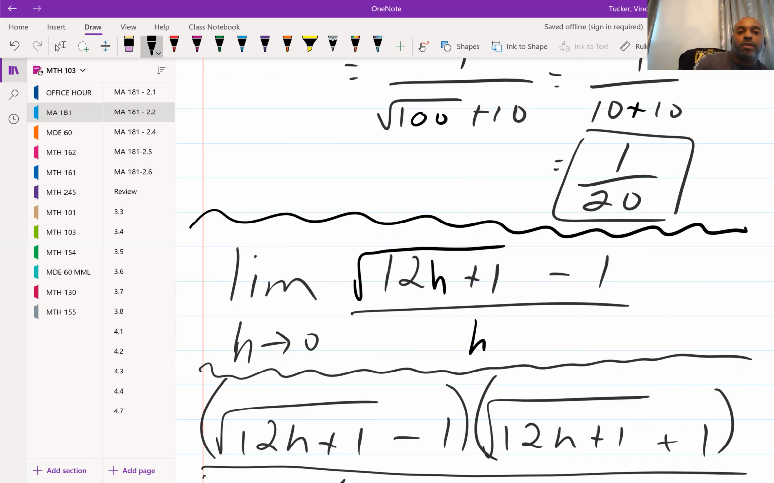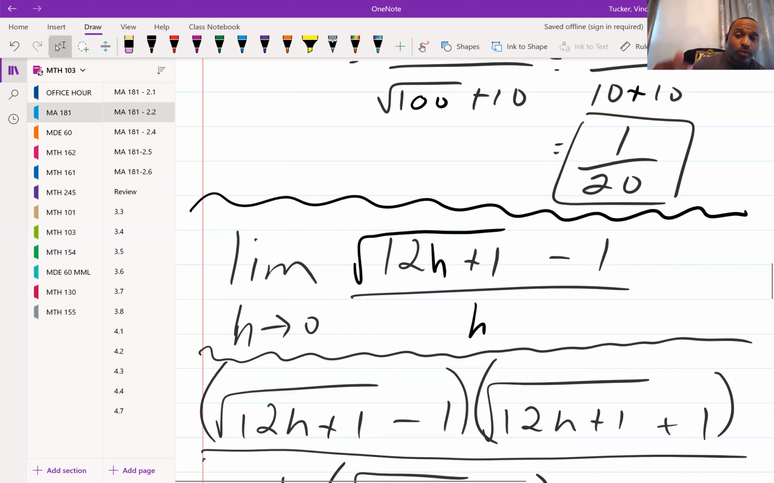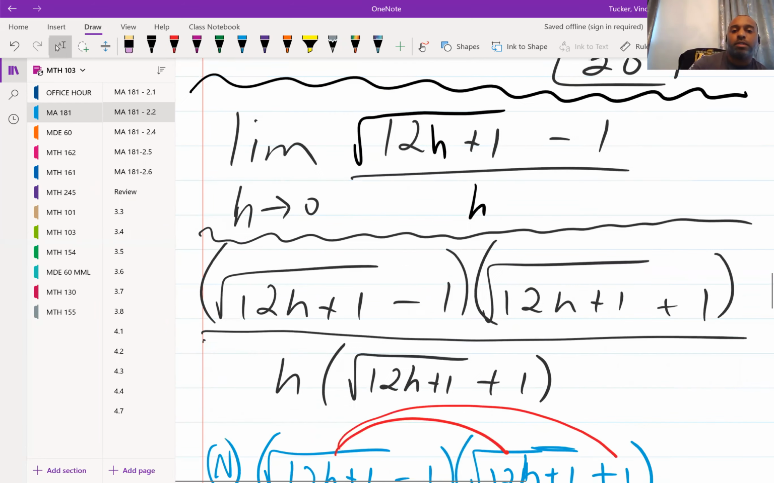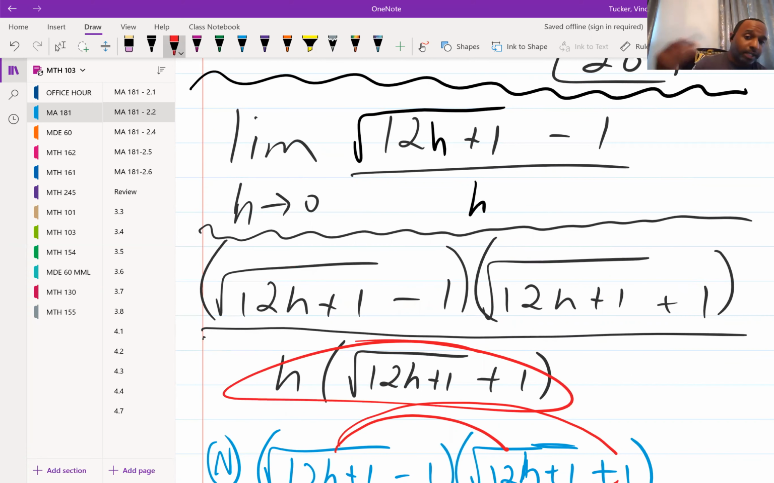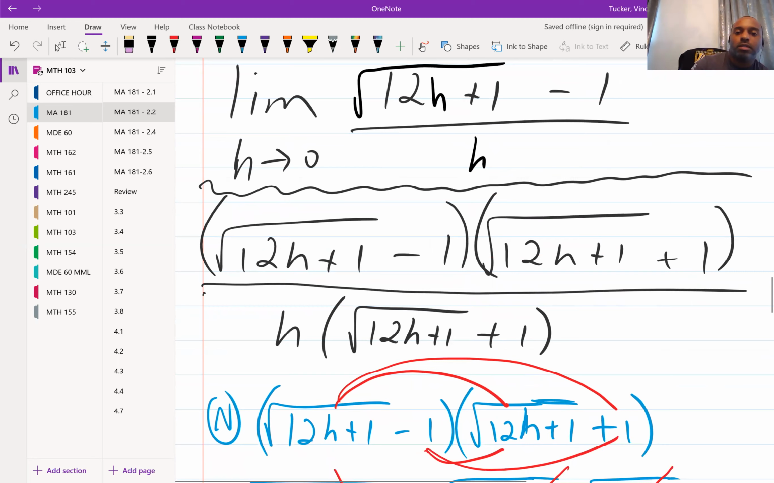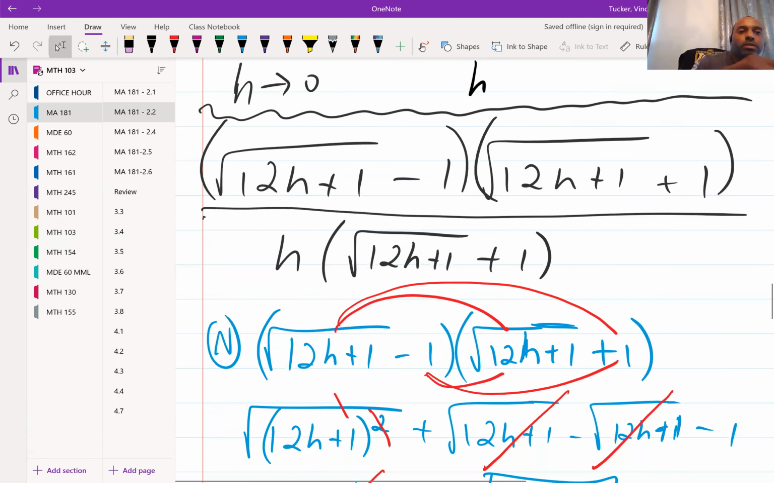So once again, we have this scenario or the option of multiplying top and bottom by the conjugate of the numerator. So we're going to do that, multiply top and bottom by the square root of 12h plus 1 plus 1. And that's what I did right here. So we'll have to simplify this numerator. And then once again, this denominator I can leave just like that, because hopefully I'll be able to cancel out this h. All right. Try to write this stuff out a little better. I think I was a little sloppy the first time I wrote it.